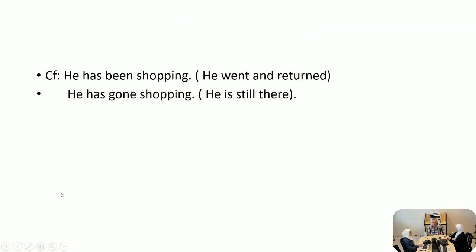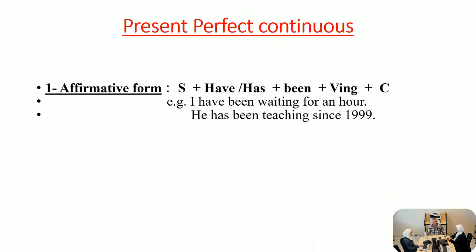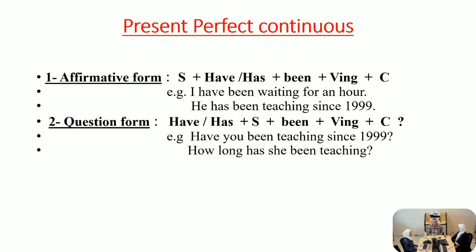Present perfect continuous, with the affirmative form: subject, have or has, plus been, plus verb-ing, plus complement. For example, I have been waiting for an hour. He has been teaching since 1999. So the question form, of course, we have to use the auxiliary have or has first, plus subject, plus been, plus verb-ing, plus complement.